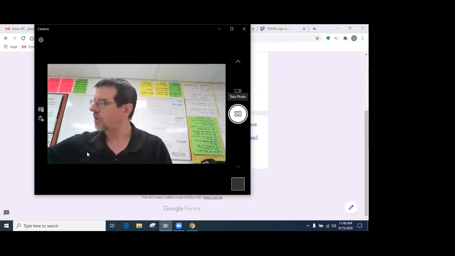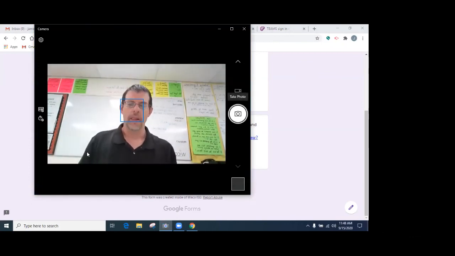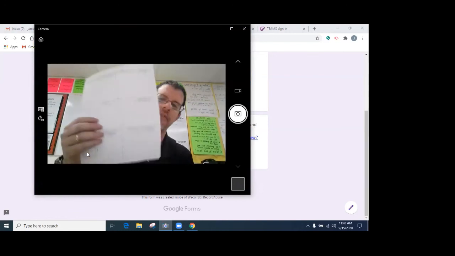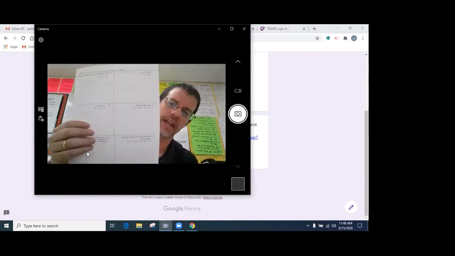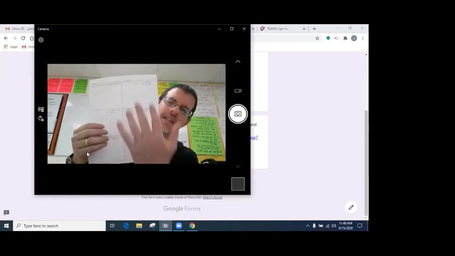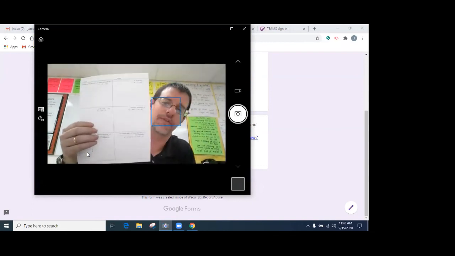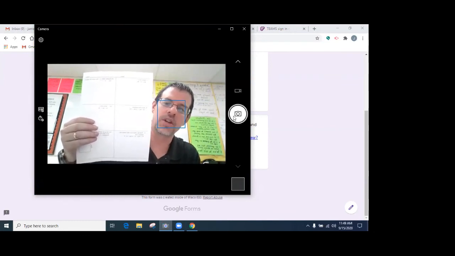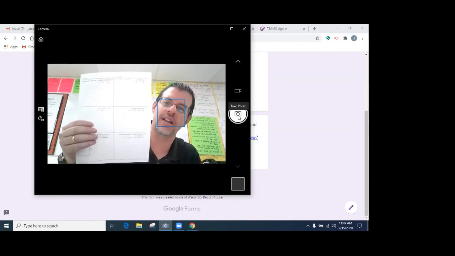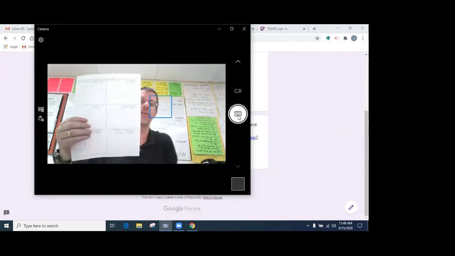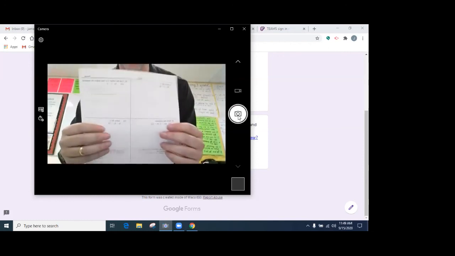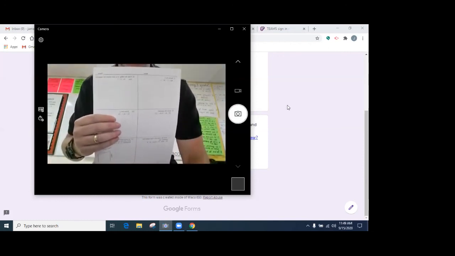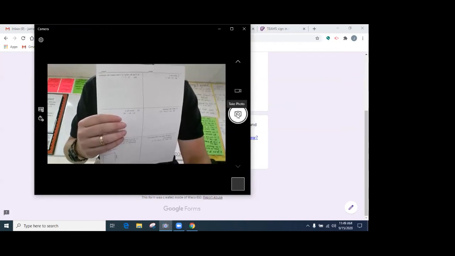When you take your picture, I don't care if I see your face or not, but you need to hold this up and make sure I see the entire thing. It helps if it's readable. I've got some pictures that I can tell y'all did work, but it's hard to read. You can either lean to the side and then click on the button to take your picture, or if you don't want your face in the picture, you can stand up, and then you can see right here and still take your picture.